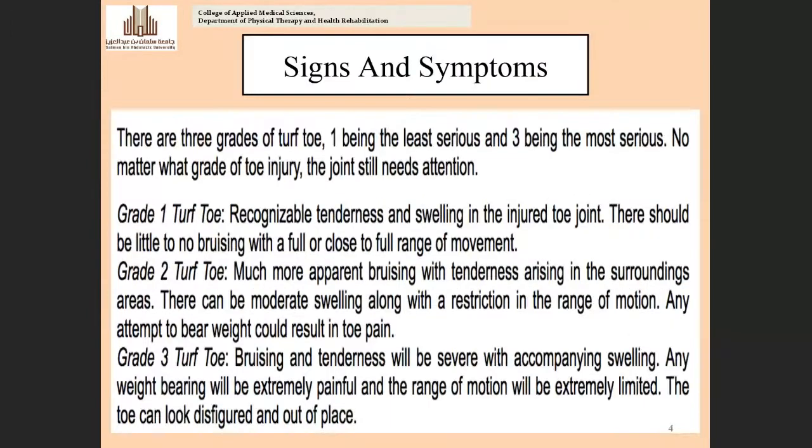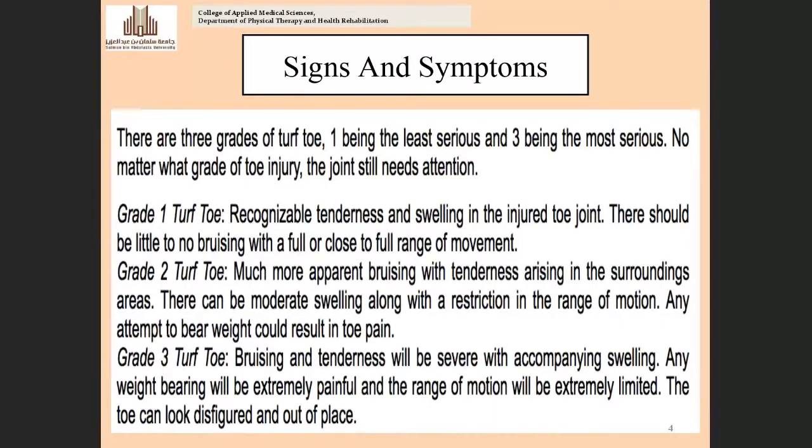Let's see the important stages, right? So when you see the important stages of this turf toe, you can classify it according to the signs and symptoms. According to the signs and symptoms, we classify the turf toe into three grades: grade 1, grade 2, and grade 3. The first grade, you can say it is mild, grade 2 is moderate, and grade 3 you can say it is the severe stage of turf toe.